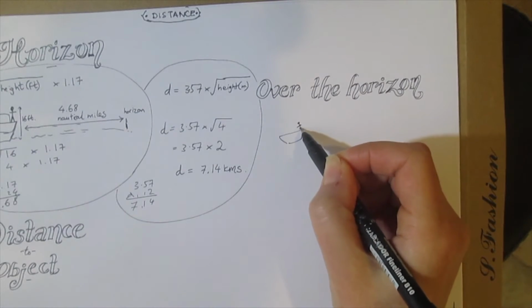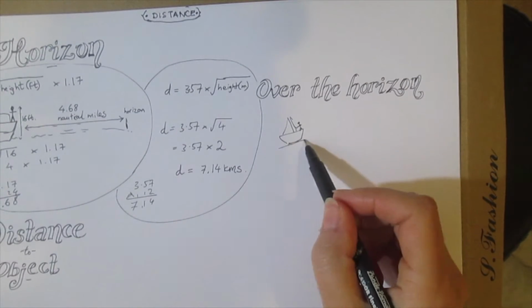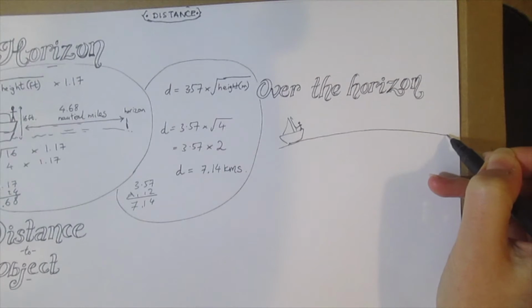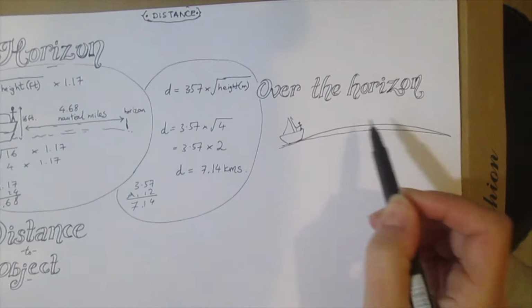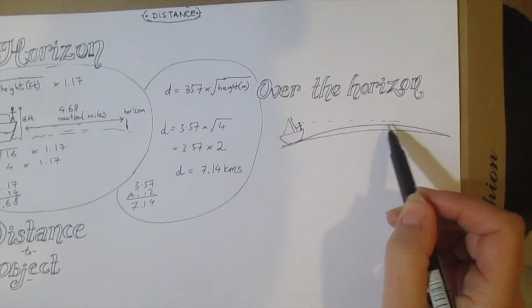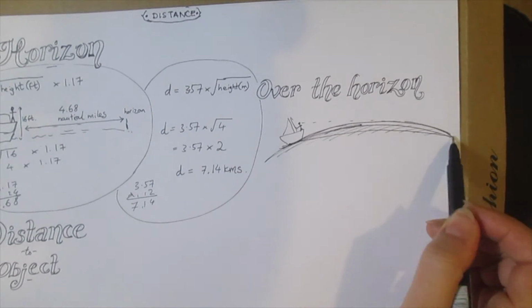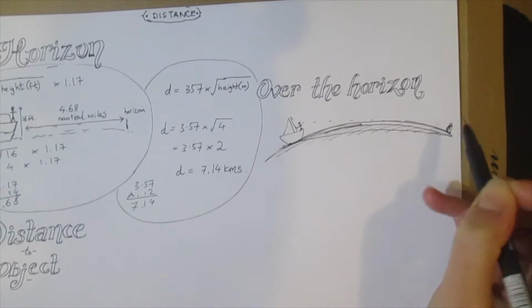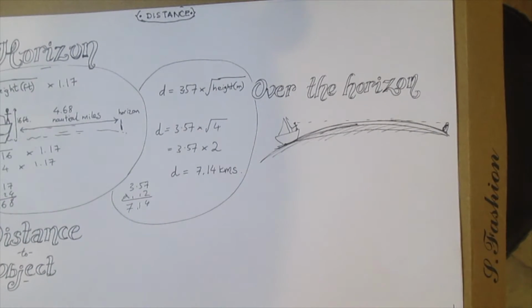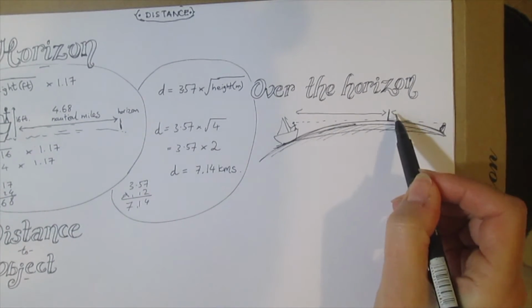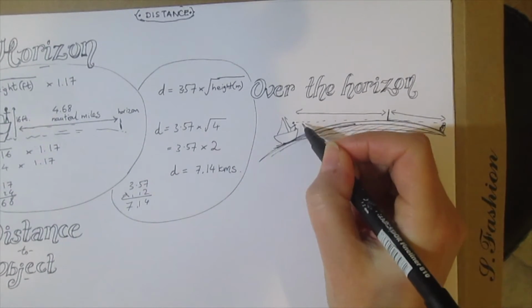What if you can see something over the horizon? Maybe you can see the top of it, you know how tall it is or how tall it should be, but you can't see the bottom. You can figure out how far away it is by using these equations twice. Figure out your distance to the horizon and the distance of the top of the object to the horizon, and then add these two values together.